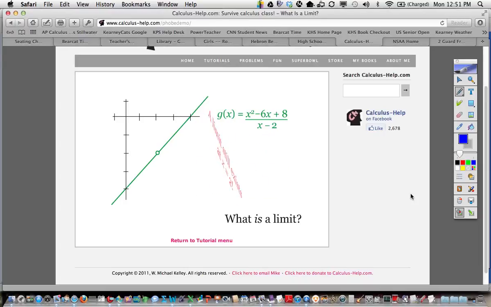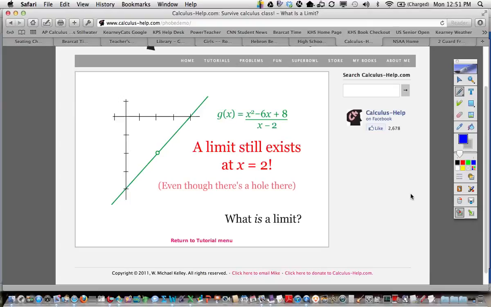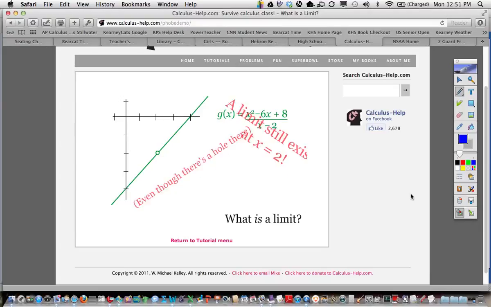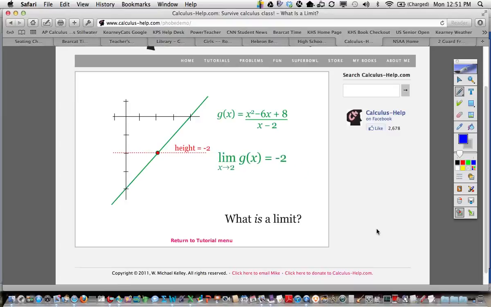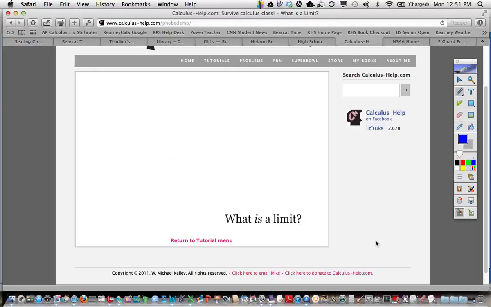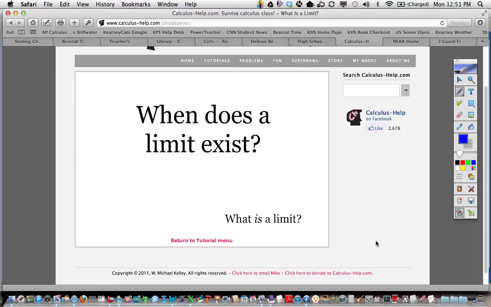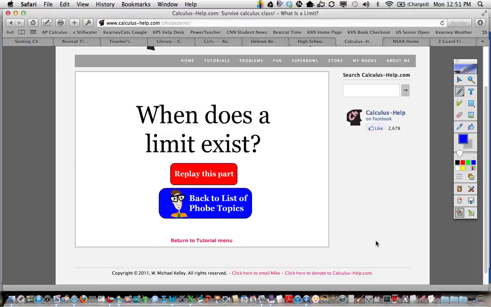However, though this graph has a hole in it, it still possesses a limit when x equals 2. Clearly, the graph intends to reach a height of -2 when x equals 2. Even though that graph doesn't actually reach that height, it doesn't matter. The limit still exists, and we can say that the limit as x approaches 2 of g of x is equal to -2. This begs the question, when exactly does the limit exist? We examine that in the next module.